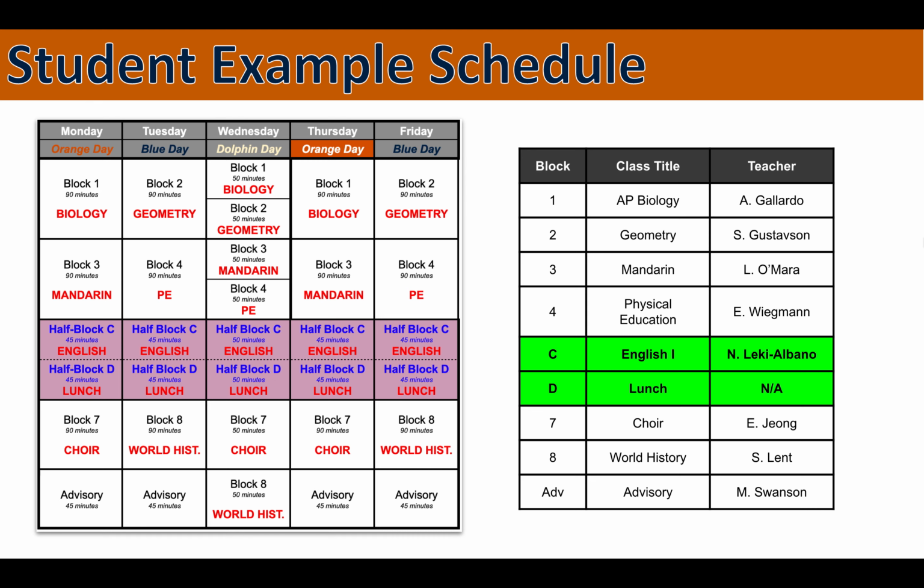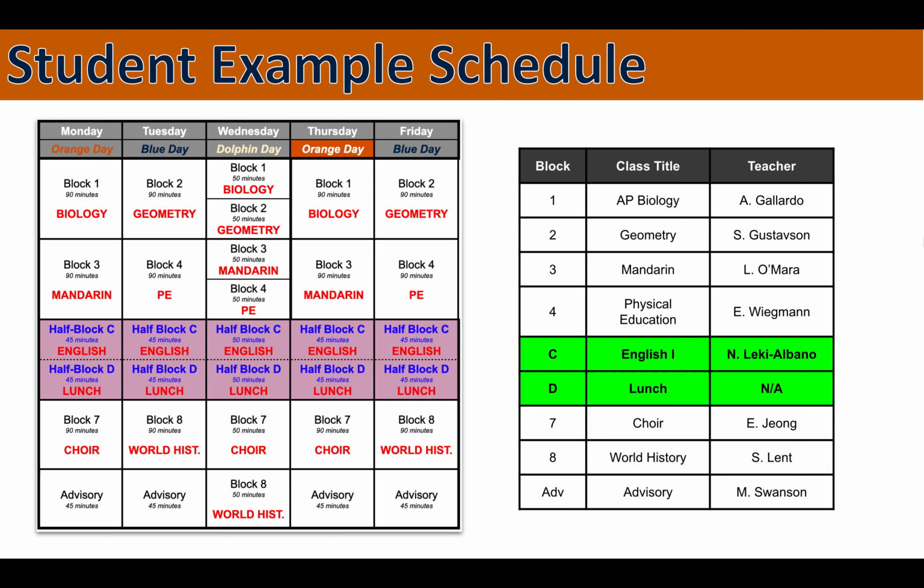Blue day, we start with evens. We go through evens all day. So block 2 is geometry. Notice how we're starting with block 2 instead of block 1 up first in the day, followed by block 4, which is PE in this case.